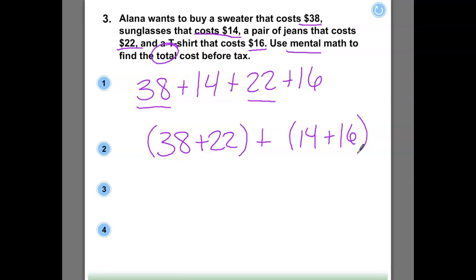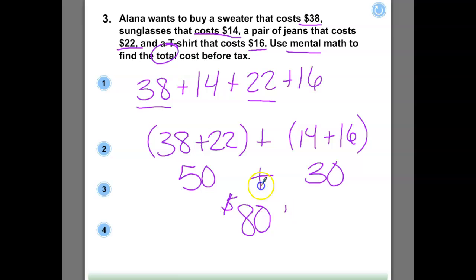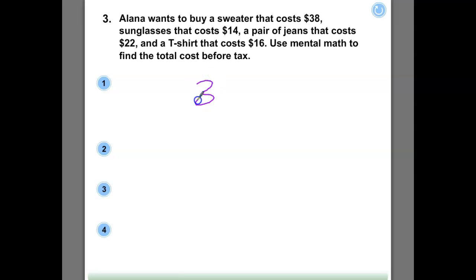So then I would have 40 plus 20, which is 50. And then over here, I know that 4 and 6 make a perfect 10, so then I would have 20 plus 10, which would give me 30. So 50 plus 30 would give me a total cost of $80. Okay, again, we could check our math if we actually wanted to do this out.